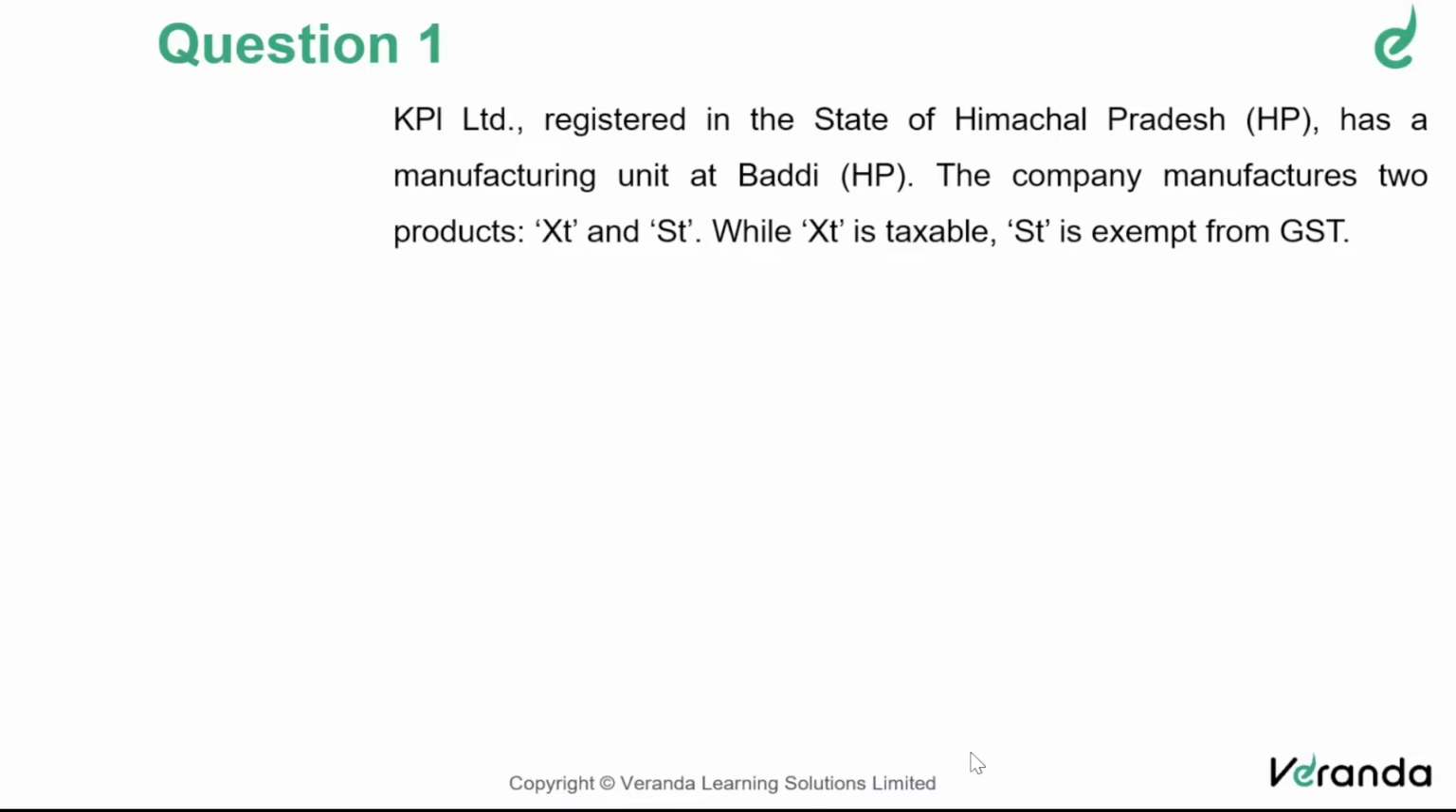So question number 1, as I told, is a question involving Rule 43, capital goods used for exempt supply. So you can keep that in mind: Section 17(3) read with Rule 43. KPI Limited, registered in the state of Himachal Pradesh, has a manufacturing unit in Baddi, which is also in Himachal Pradesh. The company manufactures 2 products, XT and ST. XT is taxable, whereas ST is exempt.